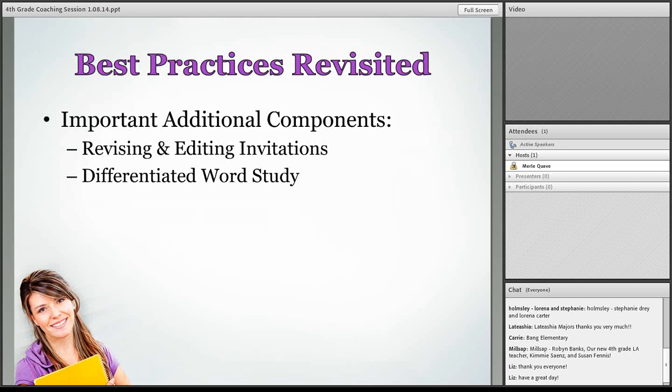And the revising and editing invitations, I hope everyone has been able to do that because we're writing those specifically for 4th grade this year. And it's helped to align to STAR and make sure our students have had experience with those types of things that will be appearing on STAR. So please make sure you're using those.